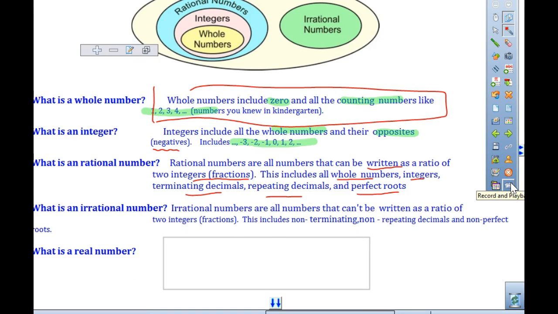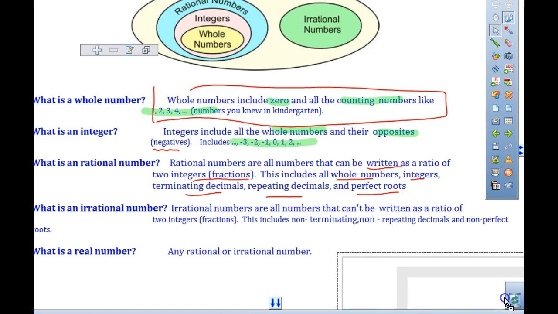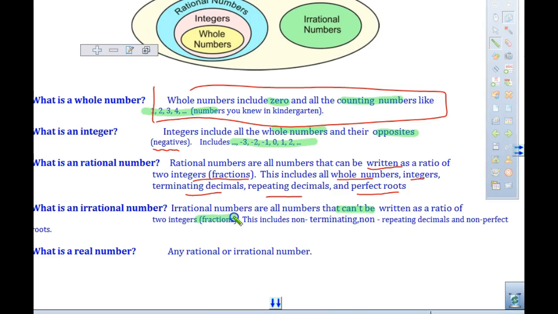If I continue looking at that, Lucy, you want to read what it says for irrational? Non-perfect roots. I know it got way over here. So we're going to put not fractions, right? Key thing for irrational: it cannot be written as a fraction. Not a fraction. It is our non-terminating, non-repeating, and non-perfect roots.